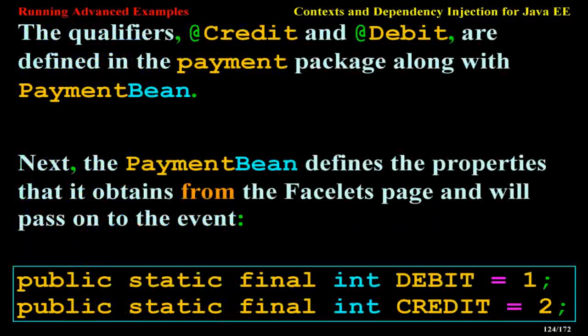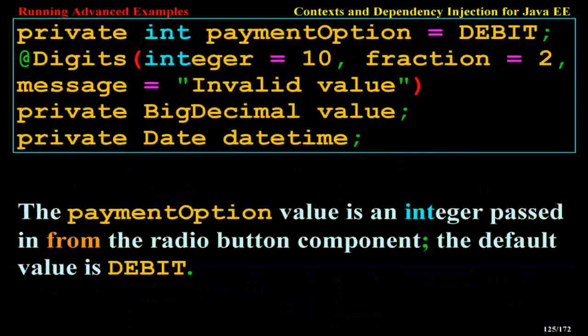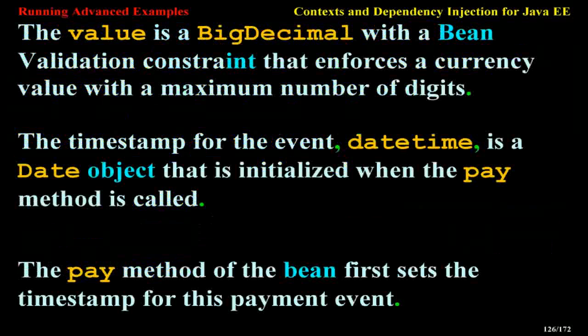Next, the payment bean defines the properties that it obtains from the facelets page and will pass on to the event. public static final int DEBIT = 1; public static final int CREDIT = 2; private int paymentOption = DEBIT; @Digits(integer = 10, fraction = 2, message = "Invalid value") private BigDecimal value; private Date datetime; The payment option value is an integer passed in from the radio button component. The default value is debit. The value is a BigDecimal with a bean validation constraint that enforces a currency value with a maximum number of digits. The timestamp for the event, datetime, is a Date object that is initialized when the pay method is called.